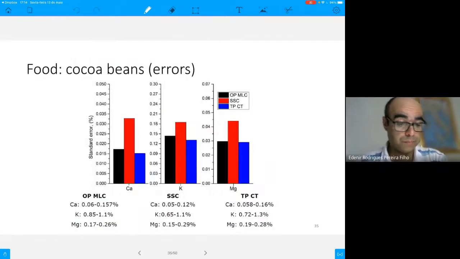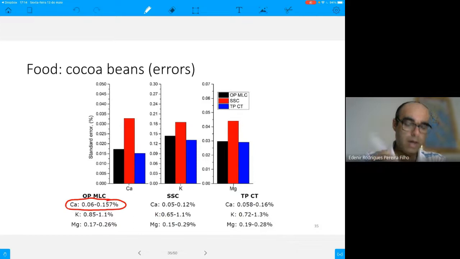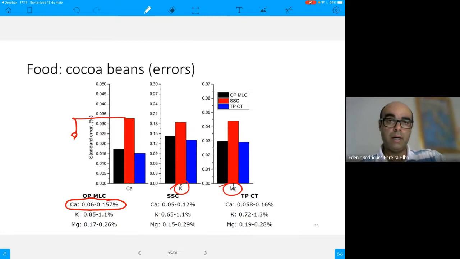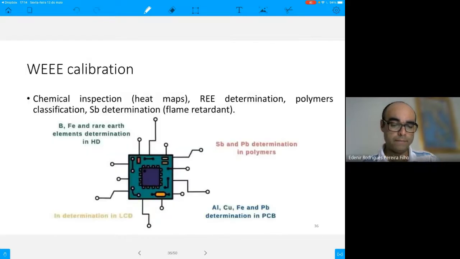The errors, for example, for the results for calcium: the concentration of calcium in cocoa beans is from 0.06 to 0.15%, and the errors for calcium are lower than 0.03. The same we can see for other elements like potassium and also magnesium. As you can see, the errors are lower than the concentration of the analytes.